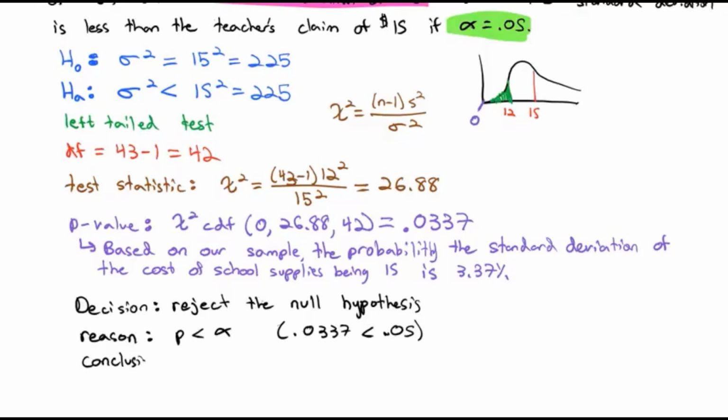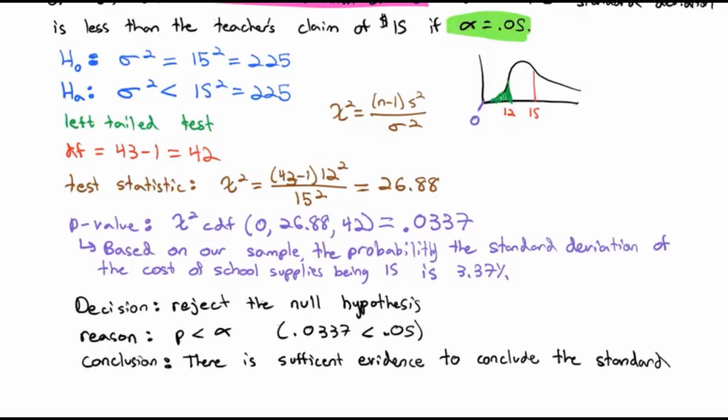And so our conclusion, which focuses on the alternative hypothesis in context: we can say that there is sufficient evidence to conclude the standard deviation of school supplies cost is less than $15.